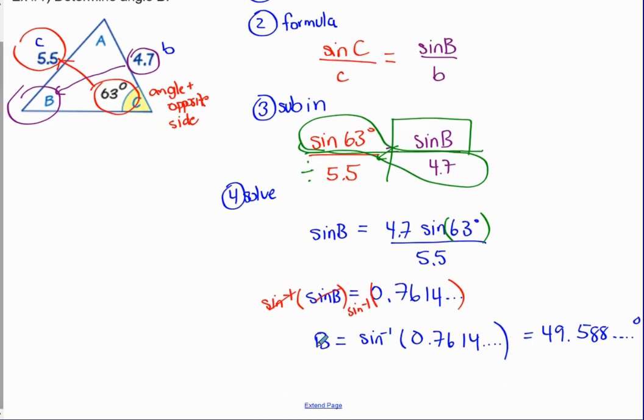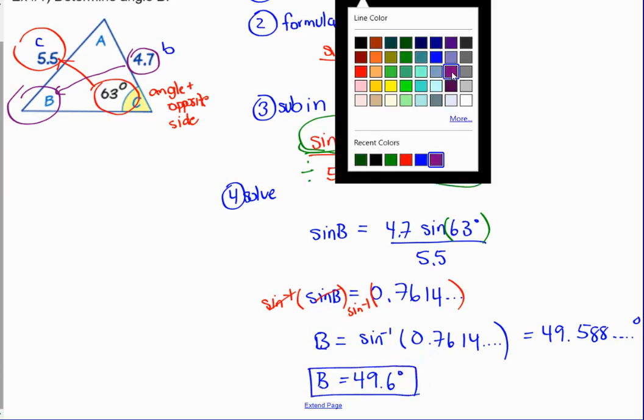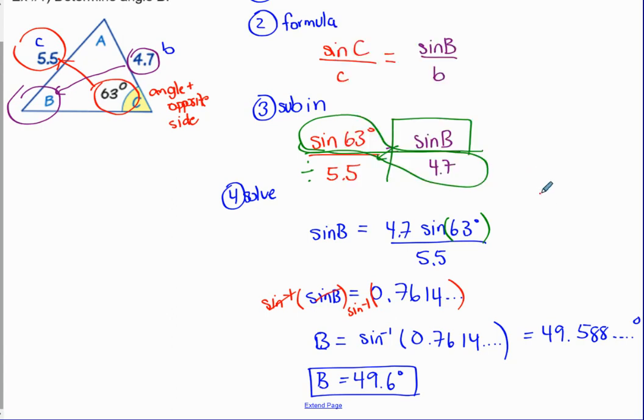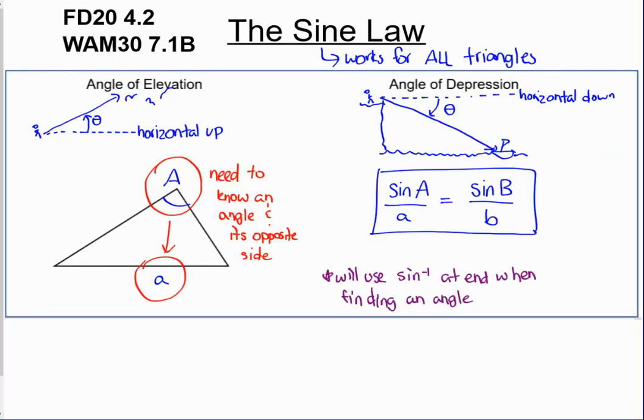There you go. So we get that our angle B is 49, just to one decimal place, 49.6 degrees. Just like when we were finding angles using sine, cos, and tan, remember that when you are finding an angle using the sine law, you will have to use sine to the -1 in order to find those angles. So don't forget that. Maybe write it on your front page there, as a reminder for yourself.